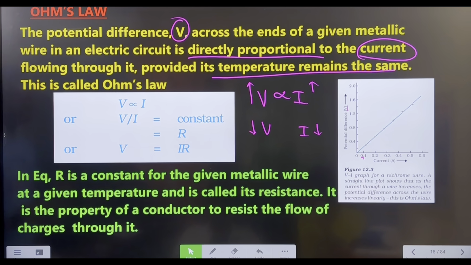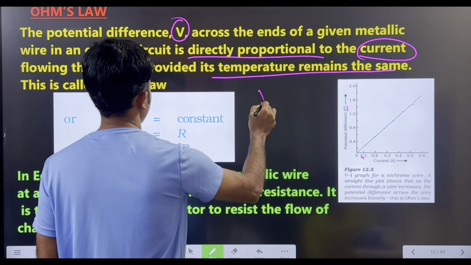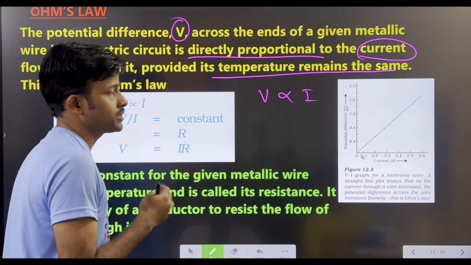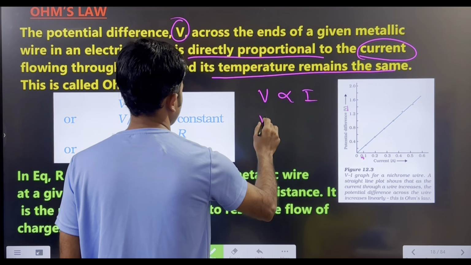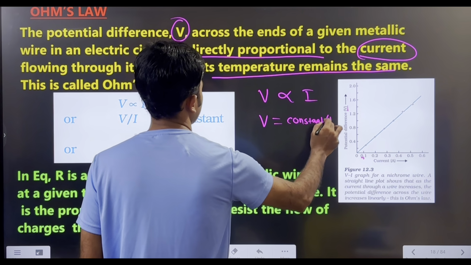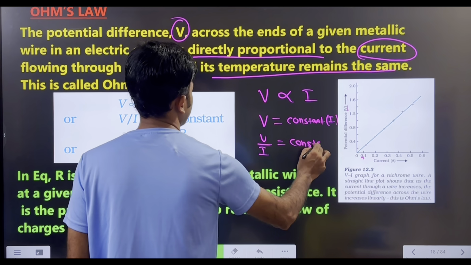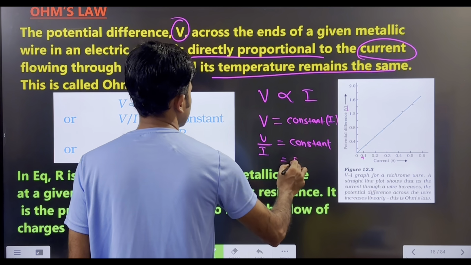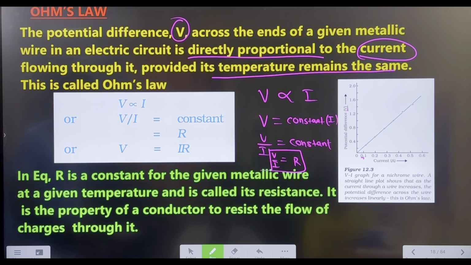In the equation, R is constant. Now you see V is proportional to I. How can we derive the formula? When you remove the proportionality, we get one constant. So V equals constant into I. Taking I to this side, V by I equals a constant, and this constant we named as resistance. The resistance value is constant for a particular electric component. So V by I equals R, where R we call the resistance.